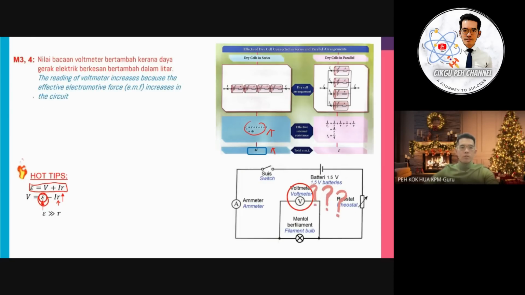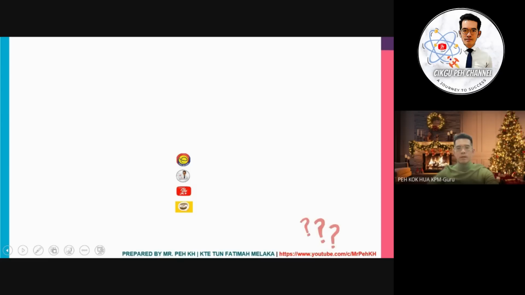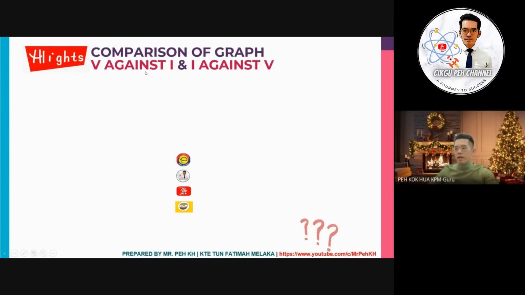Okay, so the answer will be like this: the reading of the voltmeter increases because the effective EMF increases in series. So that will be the fourth mark. This one will be the third mark. Okay, so we have already finished our part 1.